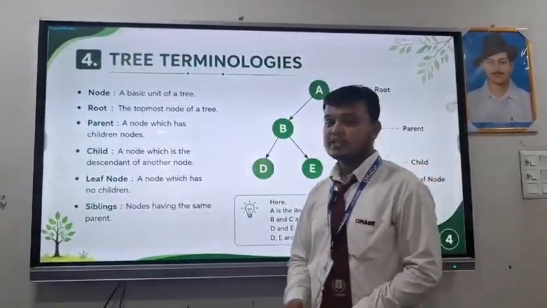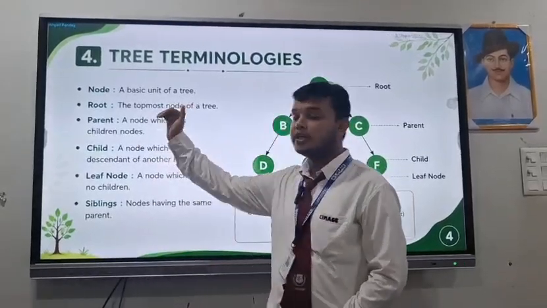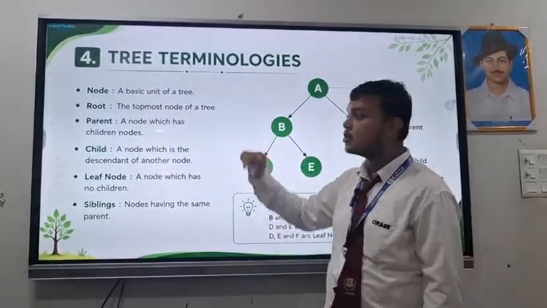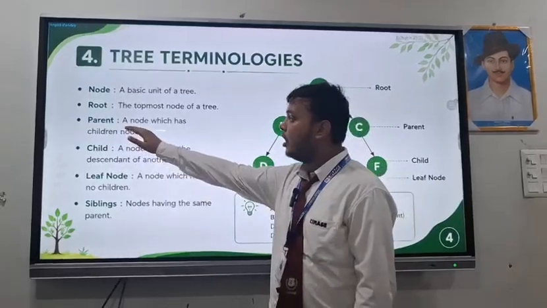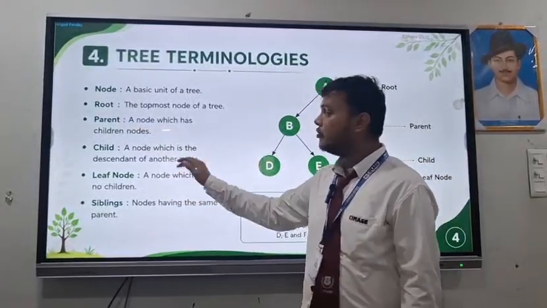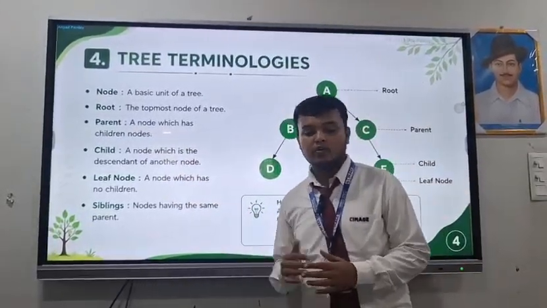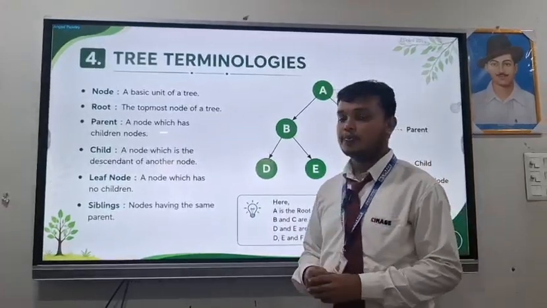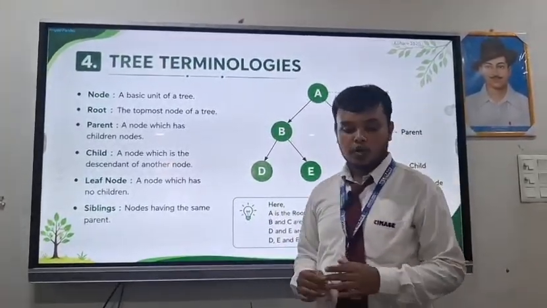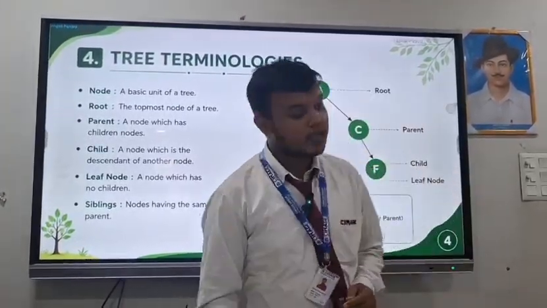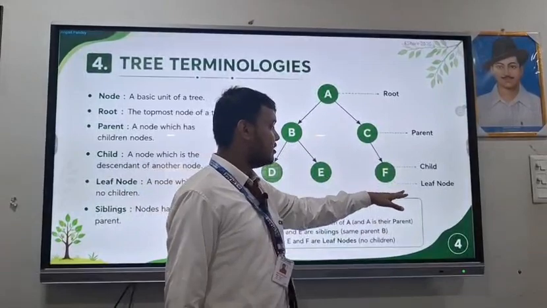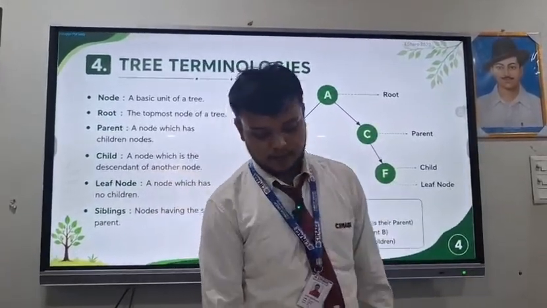Tree terminology. First one is the node. What is a node? A basic unit of a tree is called a node. Next one is root. The topmost node of a tree is called the root. Next one is the parent. A node which has children nodes is called the parent node. Next one is the child. A node which is the descendant of another node is called the child node. Next one is the leaf node. A node which has no children is called a leaf node. Next one is siblings. Nodes having the same parent are called siblings. Here we can see that the first one is the root node, next the parent node, next the child nodes, and the rest are the leaf nodes.